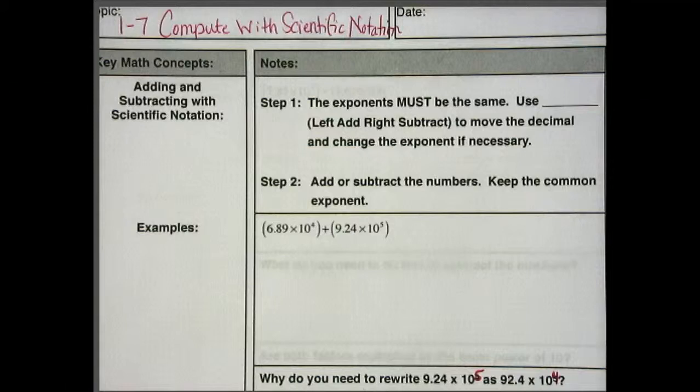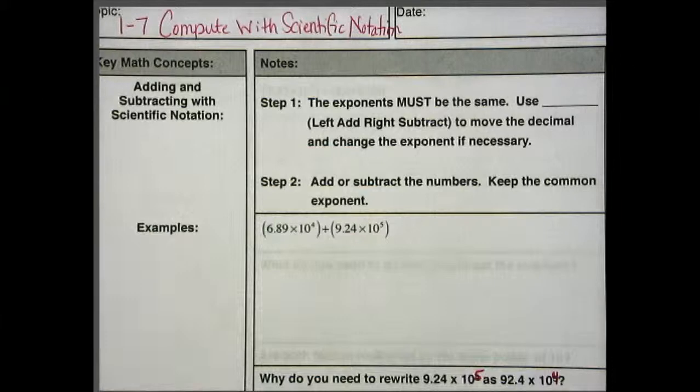One thing that we need to think about is the fact that we've already studied scientific notation and we know what the answer needs to look like. We can only have one number to the left of the decimal point. It has to be greater than or equal to 1 and less than 10. And that will help us a little bit in understanding what we need to do.